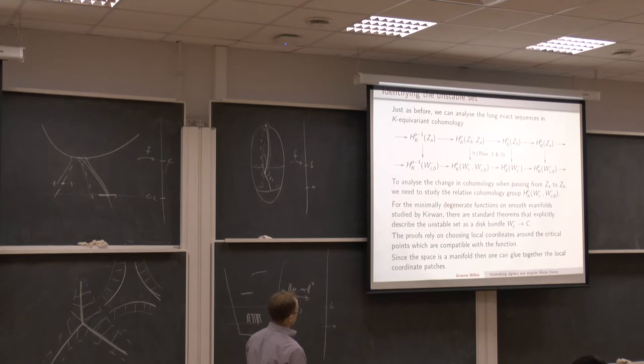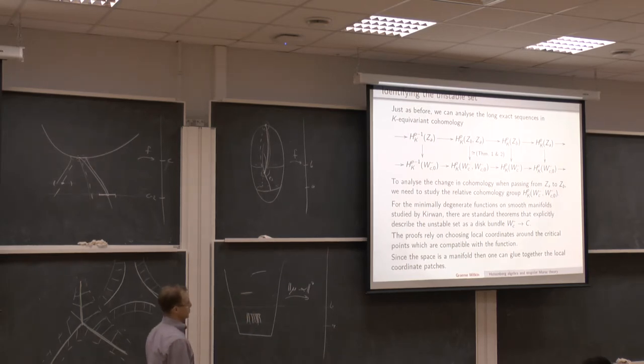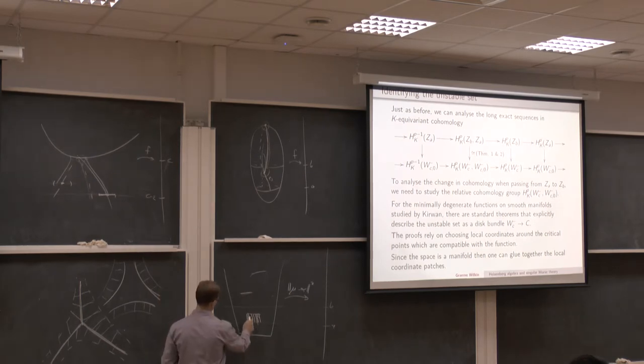Right, so we want to try and understand the terms in this exact sequence. Once again, what we would like is to show that this map here is zero. This is something that appears in a smooth setting. We would like an analog of a single feature. Okay, so when everything is smooth and we're looking at a moment map, there are standard theorems that explicitly describe this unstable set, some sort of bundle.